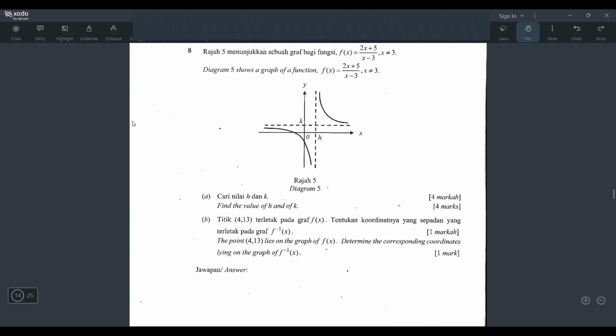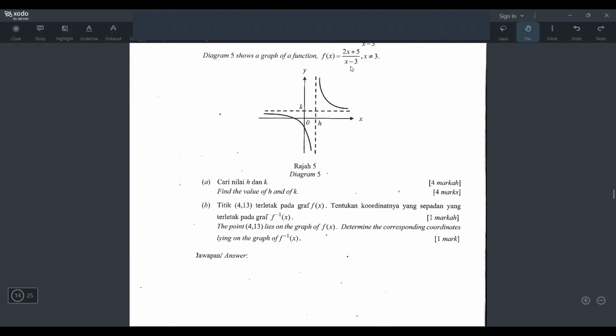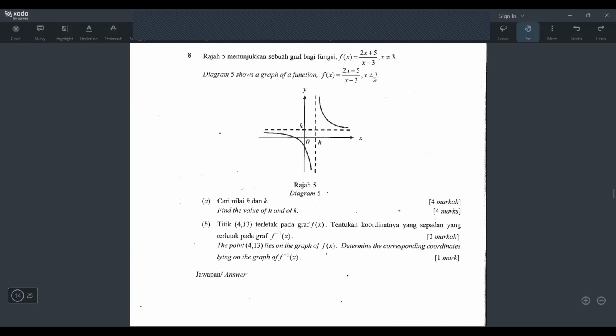Number 8, diagram 5 shows a graph of function f(x) equals to this one, right? And then the undefined case, x cannot equal 3. All right, so this is the function. And then question A says find the value of h and k. A lot of students, when they find h and k, what they will do is they will substitute x equals 0, y equals 0. Wrong, wrong. Some students do it like this because they thought, oh, sir, I'm finding the x-intercept and y-intercept, so I have to substitute x equals 0, y equals 0. This is wrong. Look carefully.